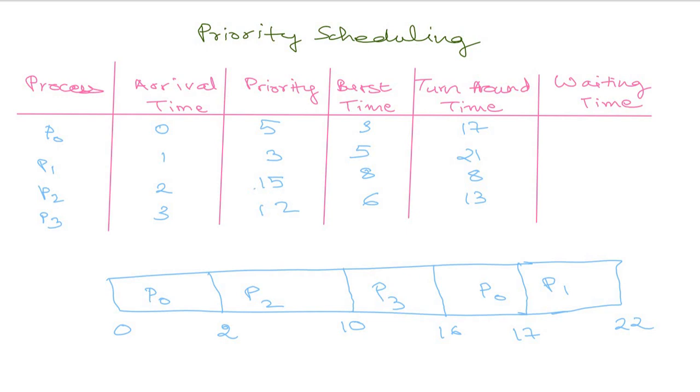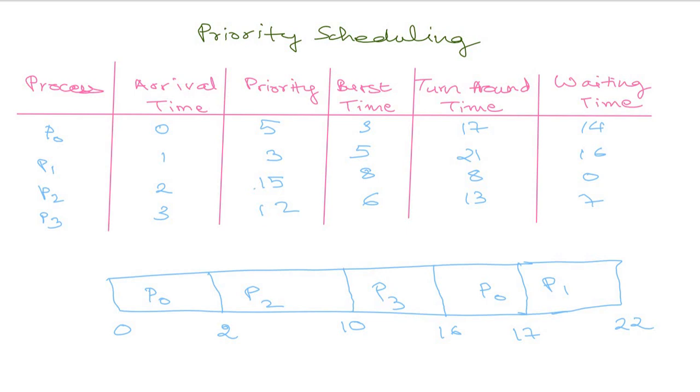Now let's calculate the waiting time. So this would be 17, then 20, 0 and 7. Now we can see that the process with the highest priority always has a waiting time of 0 in preemptive priority scheduling. Now let's discuss response time here.